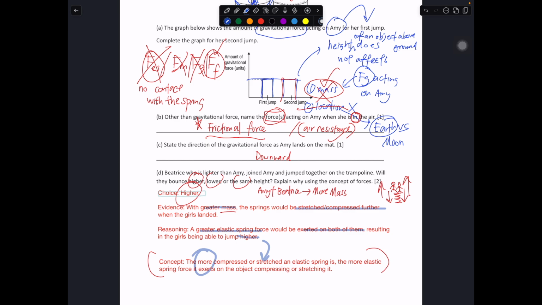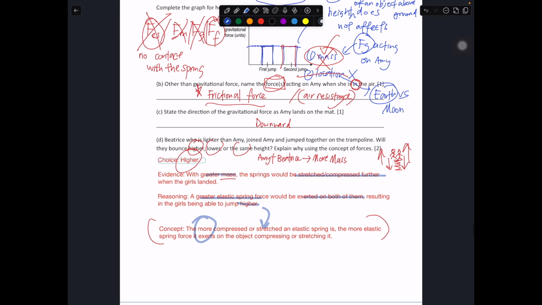Okay, so over here. One key important point is that as long as the spring is not compressed or not stretched, it will not have elastic spring force. No elastic spring force exerting onto the object.